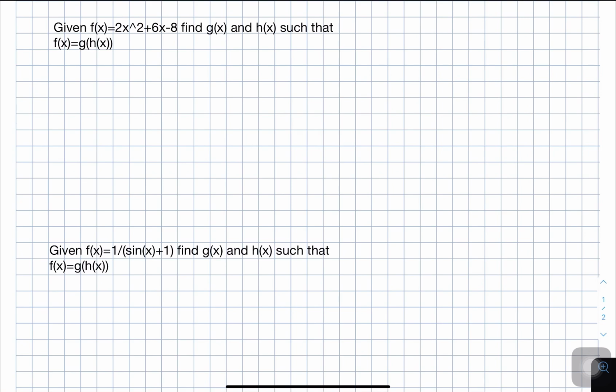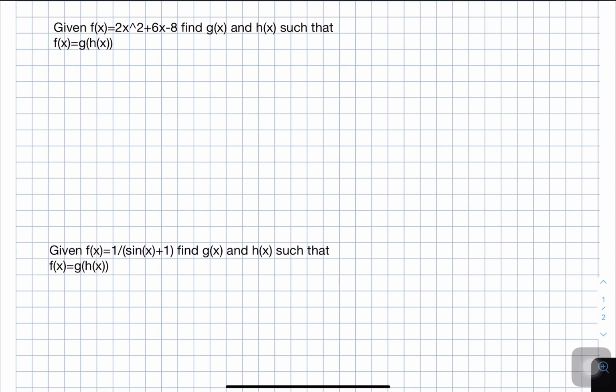Today we will try to understand how to represent complex functions as composites of simpler functions. For example, let's do the first question. Given f of x is equal to 2x squared plus 6x minus 8, find g of x and h of x such that f of x is equal to g of h of x.